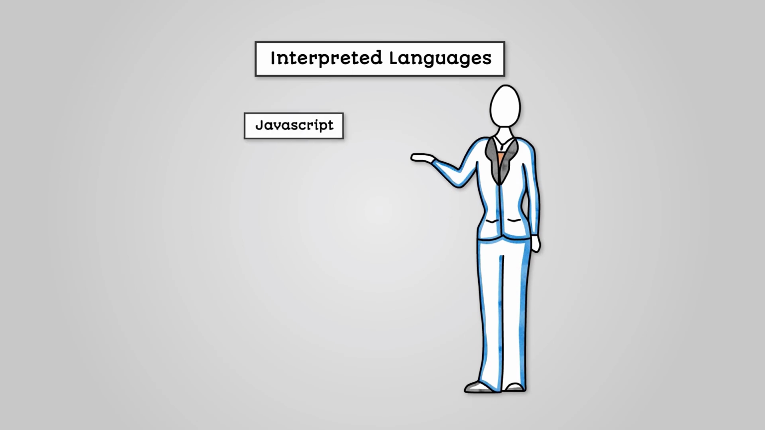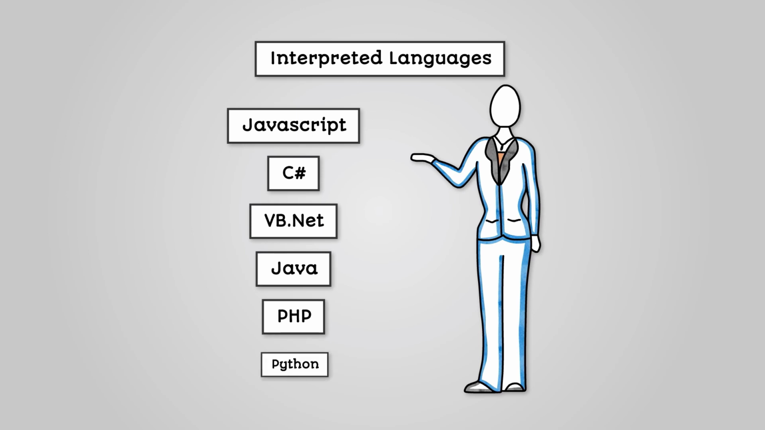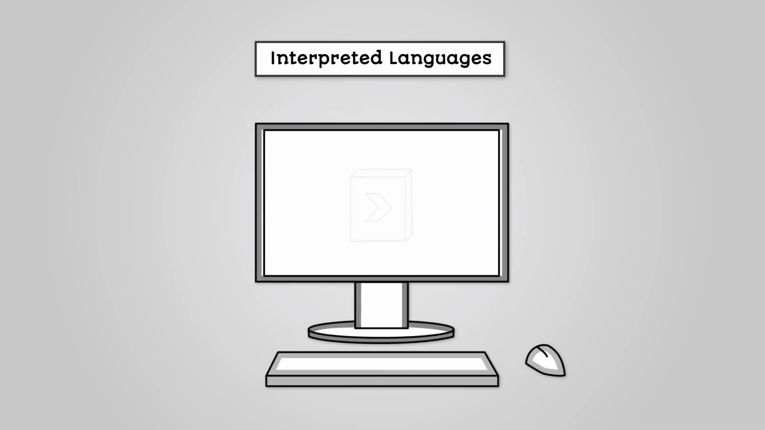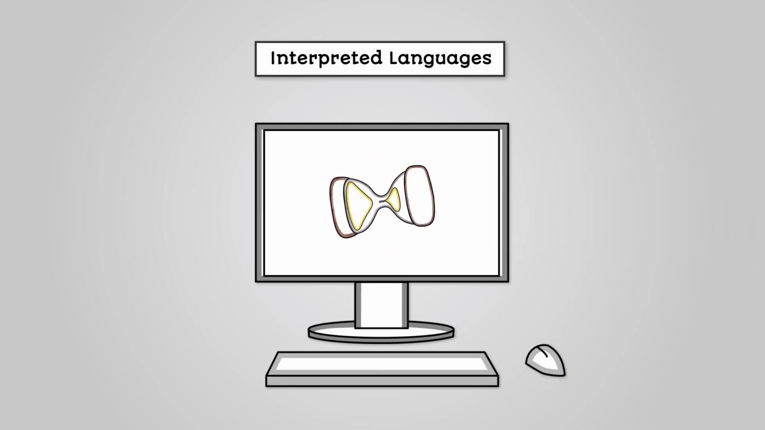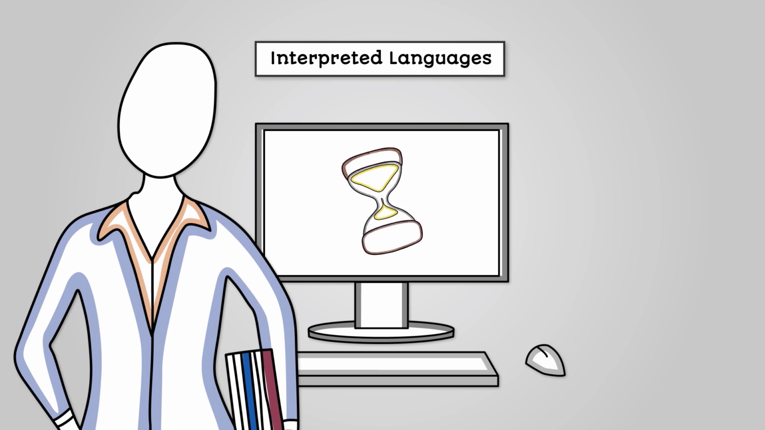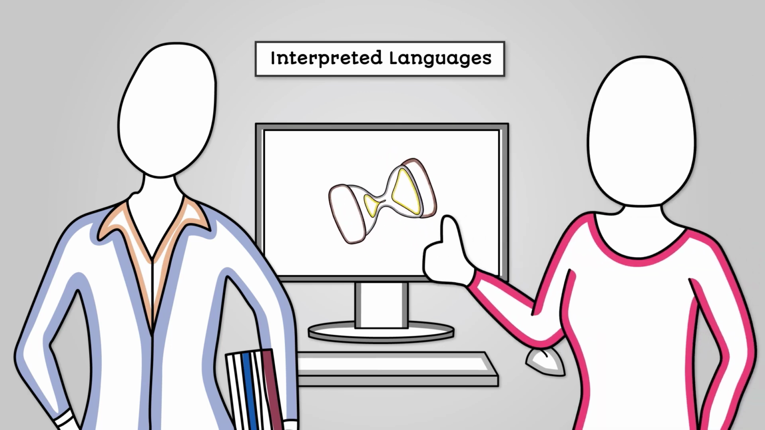Interpreted languages include JavaScript, C#, VB.NET, Java, PHP, and Python. An interpreted language is translated line by line into machine code as the program is run. This means that the machine running the program must have the interpreter for the language installed on the computer. Due to the fact that the program is being translated as it is run, this means that the program is usually slower to run. However, this does also mean that the program can be translated for whatever machine it is running on as long as they have the interpreter installed, making it much more platform independent than compiled languages.